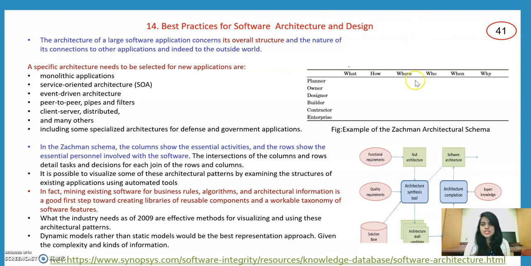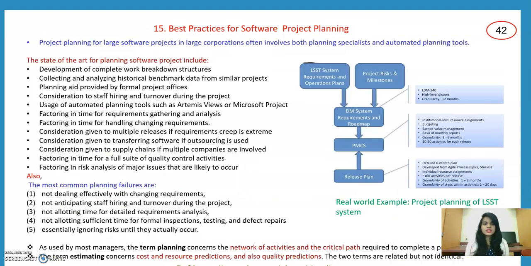Here, this is an example of an architectural schema. In this, the columns show the essential activities and the rows show the essential personnel involved with the software, and the intersection of the columns and the rows details the tasks and decisions for each join of each row and column. In fact, mining existing software business rules, algorithms, and architectural information is a good first step toward creating libraries of reusable components and a workable taxonomy of software industries.